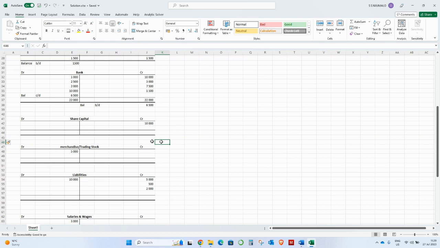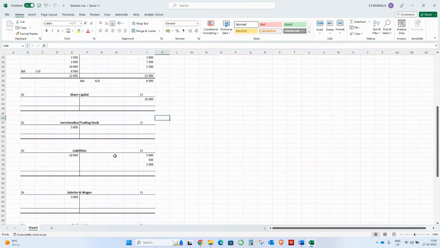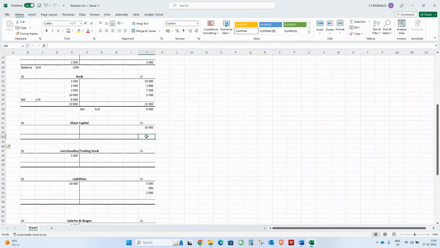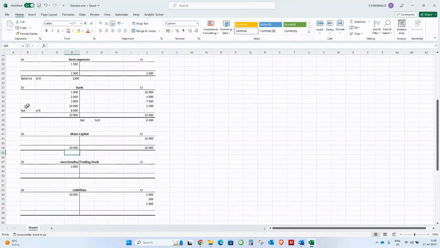Let me just do the last one, for instance, so that you'll be comfortable. But I'm going to leave the rest. So for instance, here we know it's 10,000 that is bigger because there's nothing on the other side. So it's 10,000 on both sides. So your balance carried down, it's 10,000. It's short of 10,000. Then your balance brought down, it's 10,000. This is what you'll be moving forward with, 10,000.